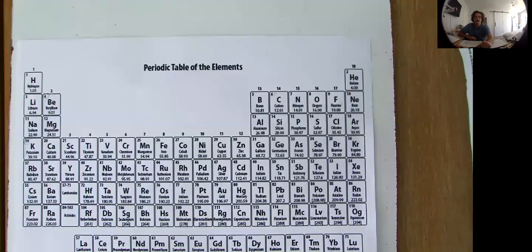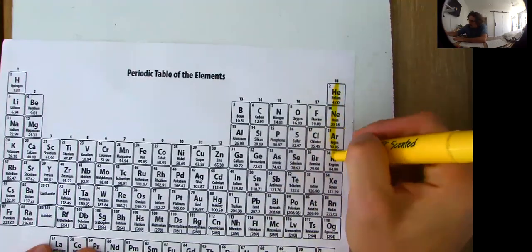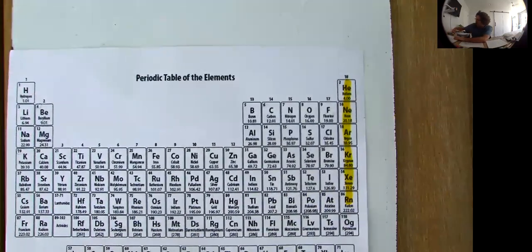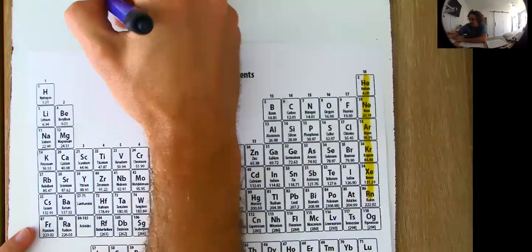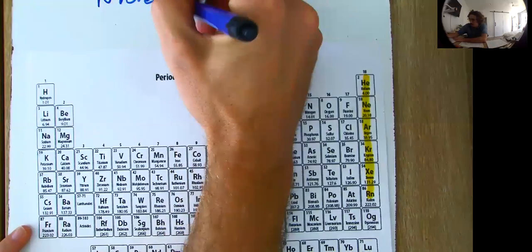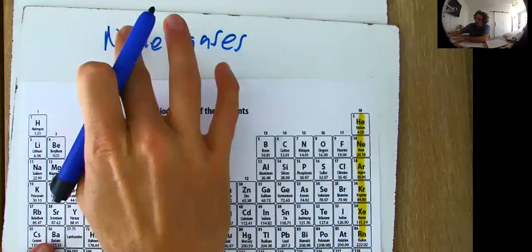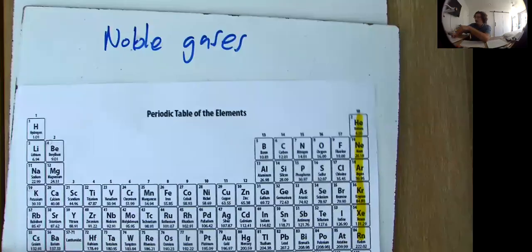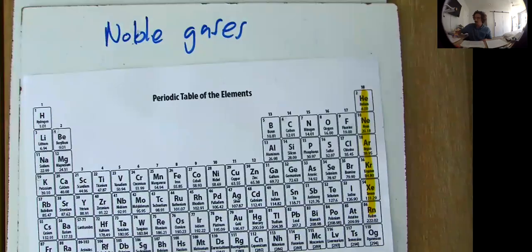So we got out our trusty periodic table, and we're going to look at this far right column. Those elements are called the noble gases. They're called the noble gases. The reason why they're called the noble gases is because they're unreactive. So let me tell you the quick story.